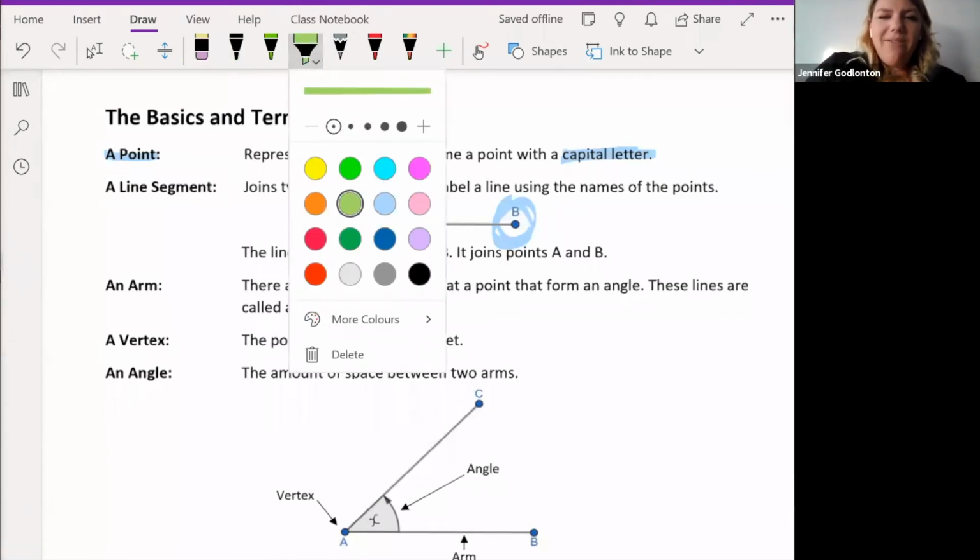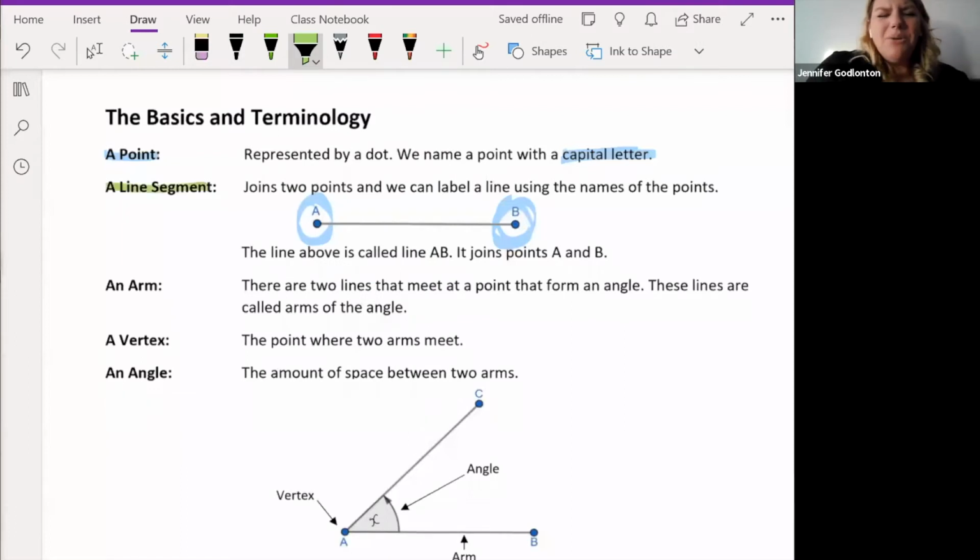Second one, we have a line segment. We really just call it a line, so don't panic. It's just any line that is connecting 2 points. Okay, so if we have 2 points, like here we have A and B, we have a line that's joining them, that's called a line segment.